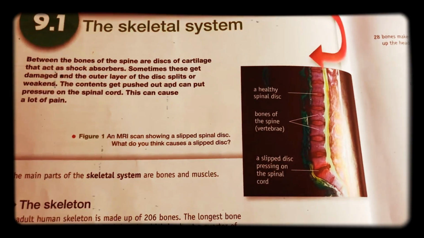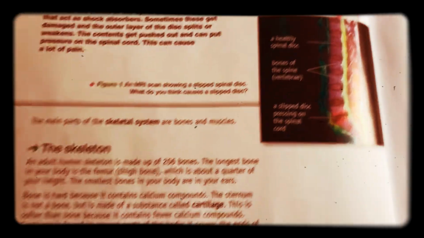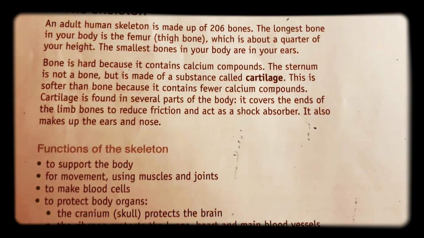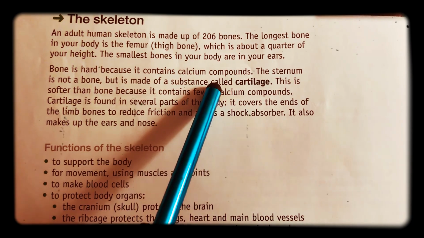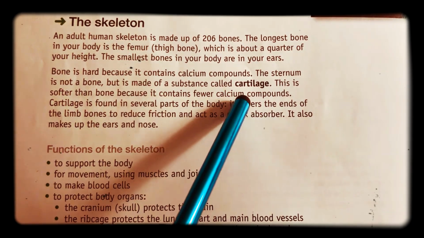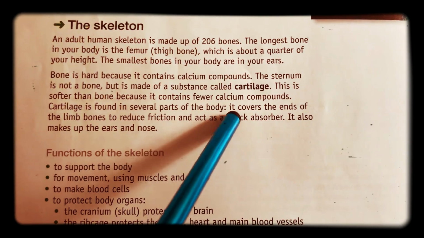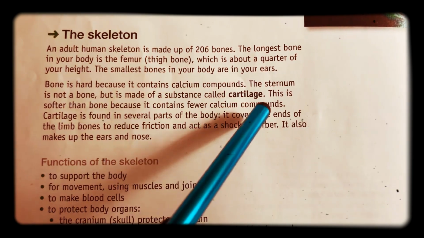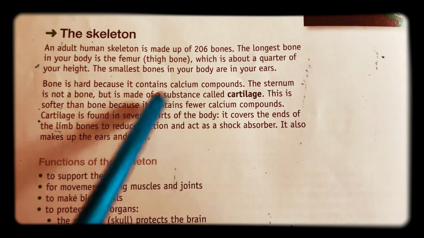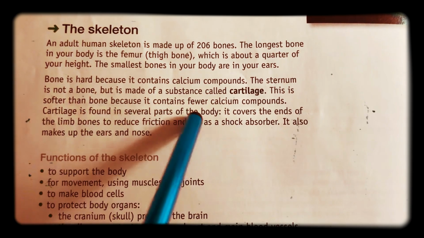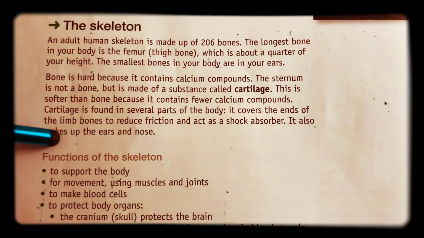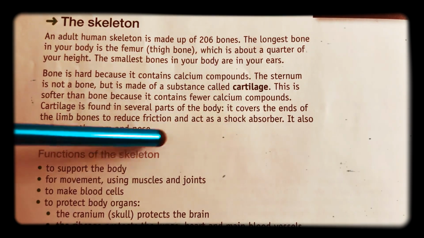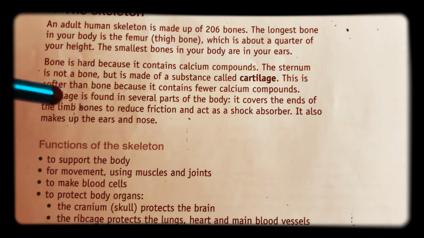Now, moving on to chapter 9, the skeletal system. Make sure that you know that cartilage is on the cover of certain bones, and you've got certain parts of your body that are made of cartilage. It's softer than bone because it contains fewer calcium compounds. It covers the end of limb bones to reduce friction and acts as a shock absorber. It also makes up our ear and nose.